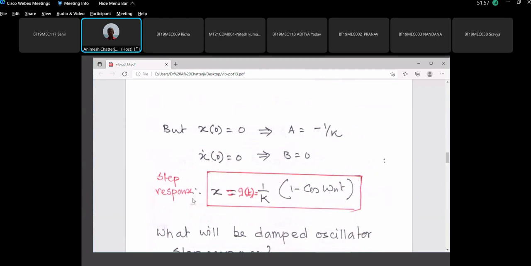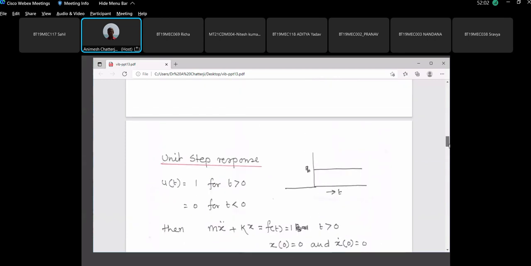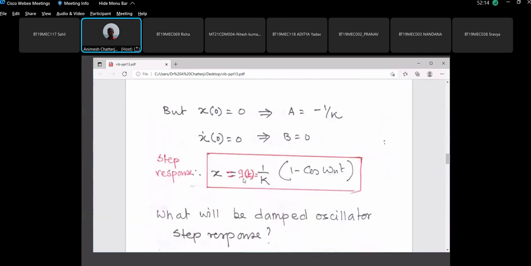Step excitation is always represented by u. I didn't mention it. Yeah, u. If it is unit step excitation, it is always represented by the letter u, and the corresponding response is always represented by the small letter g. So in future, if we see this symbol, we have to automatically understand that this is the response under unit step excitation.